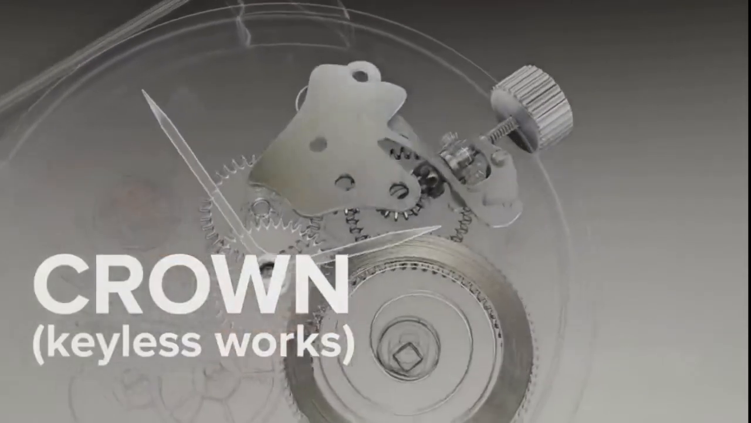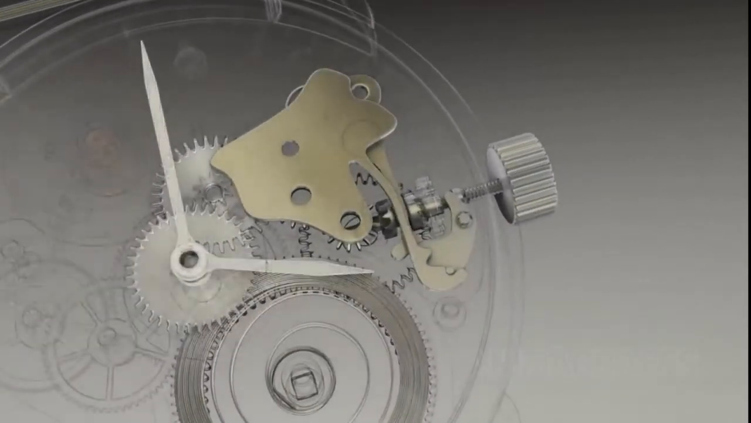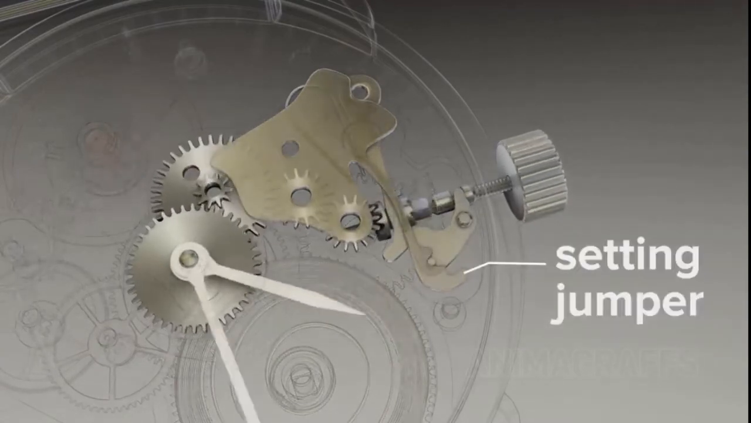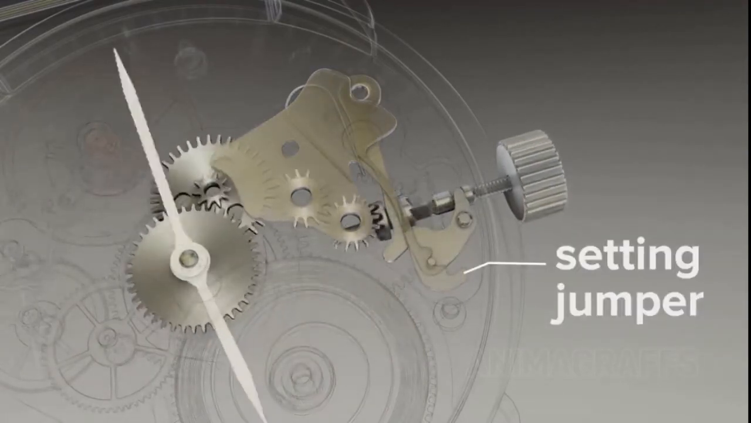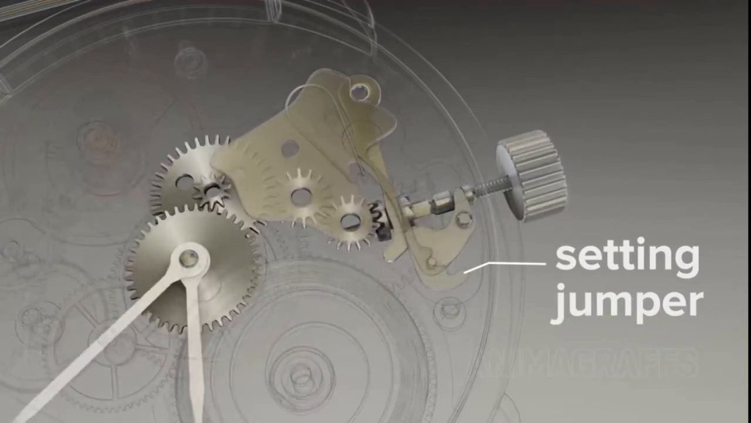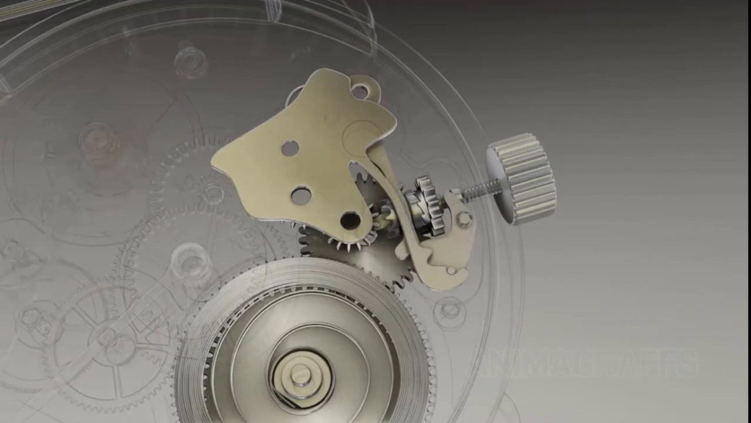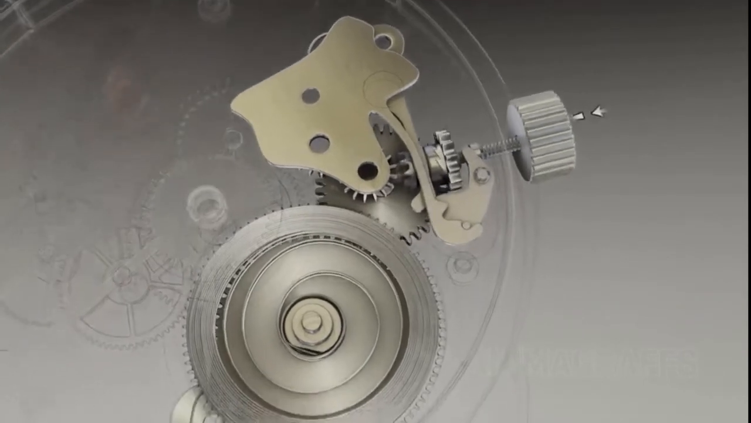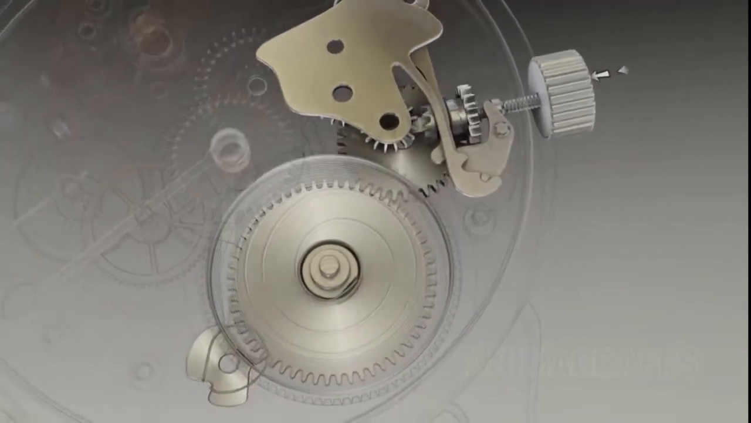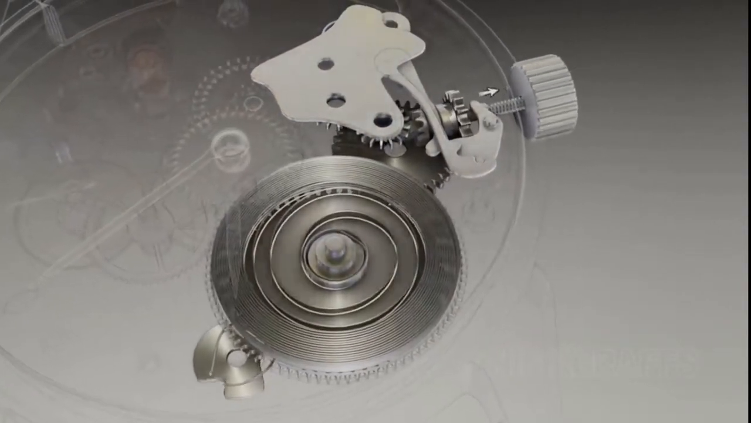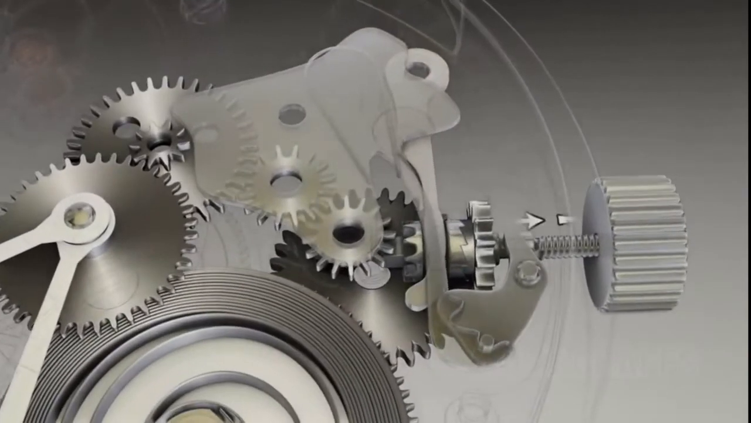The crown. The crown is pulled out to set the time and pushed in to wind the watch. The setting jumper has indents to keep the crown mechanism locked in place. Each mode engages different gear sets. When the crown is pushed in for winding, the sliding pinion meshes with the set of gears connected to the mainspring. The crown is pulled out to set the time.